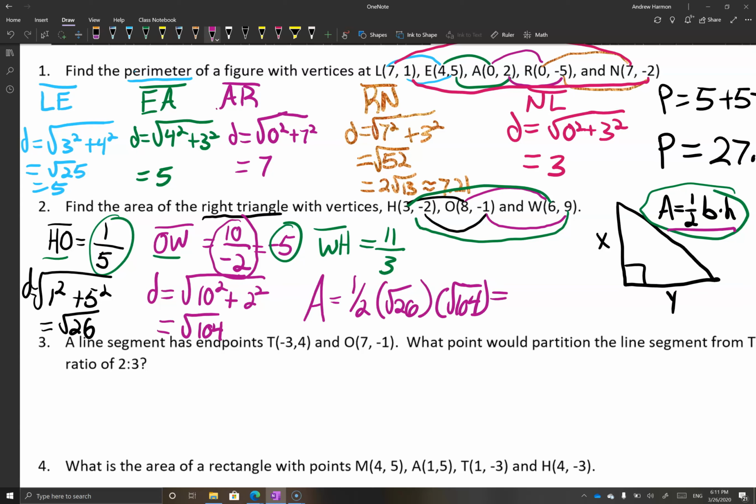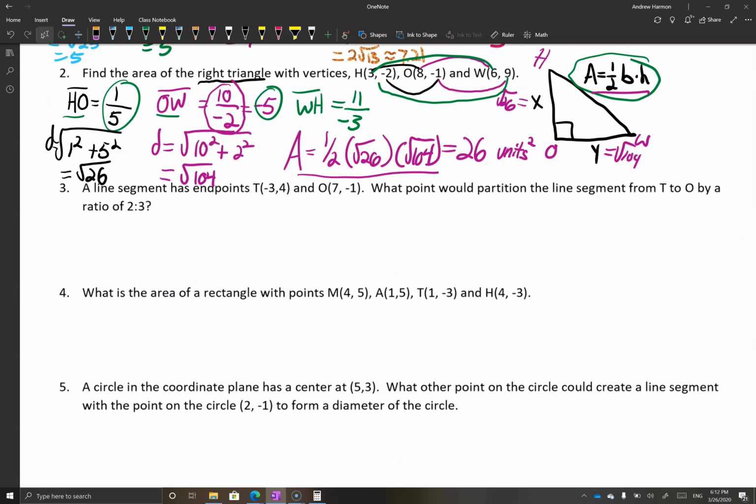We can put all that into our calculator. We get 26 square units. Units squared. That's it. And again, that's because we found out if this was our triangle, this would be HOW, and then this side OW was the square root of 104, and this side was the square root of 26. So then we just took those numbers, put them into the area equation, and solved it.